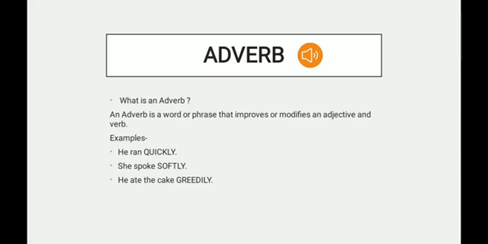For example, we say he ran quickly. Now, he ran is a verb. To add more meaning to it, we say he ran quickly. This quickly is adding more meaning to the verb. She spoke softly. Spoke is another verb, and we add more meaning when we say she spoke softly. Next, he ate the cake greedily. He ate is another verb, and how does he eat the cake? He ate it greedily.